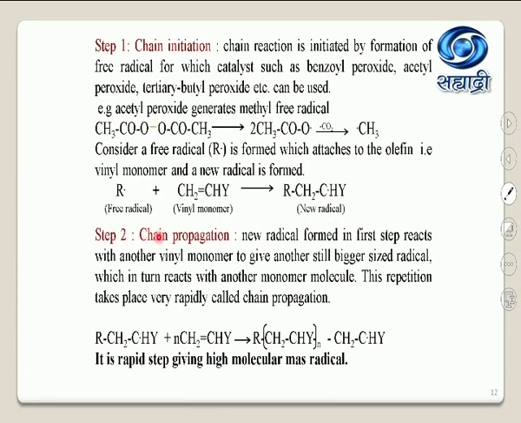Then step 2, which is chain propagation. The new radical formed in the first step reacts with another vinyl monomer to give another, still bigger sized radical, which in turn reacts with another monomer molecule. This repetition takes place very rapidly and is called chain propagation. So here, this free radical which is formed in the first step again combines with the vinyl compound and gives a bigger molecule. It is a rapid step giving a high molecular mass radical.